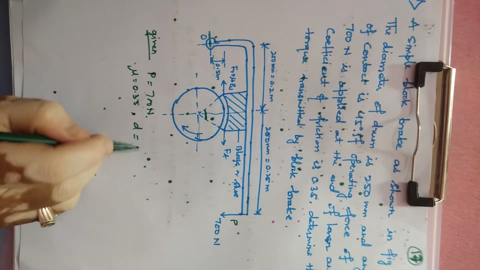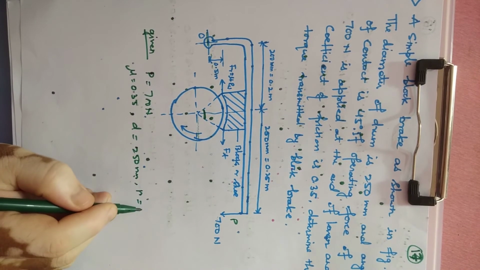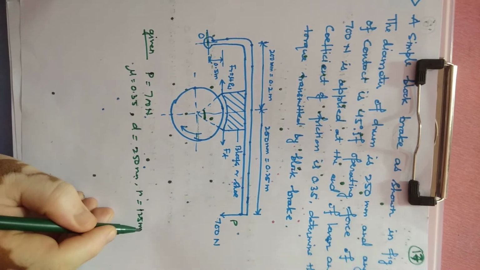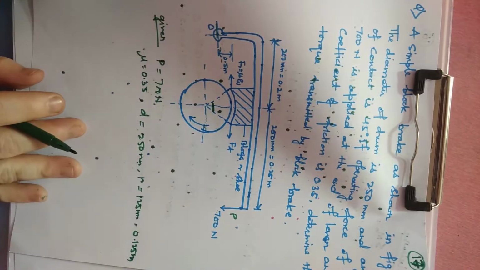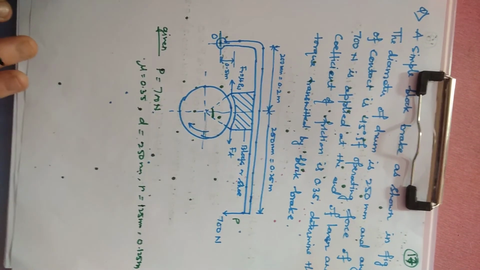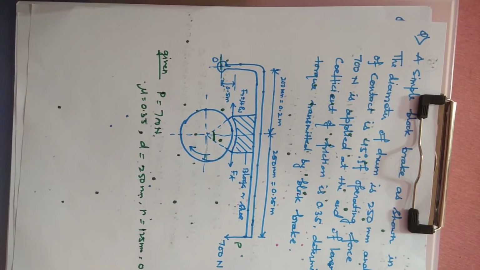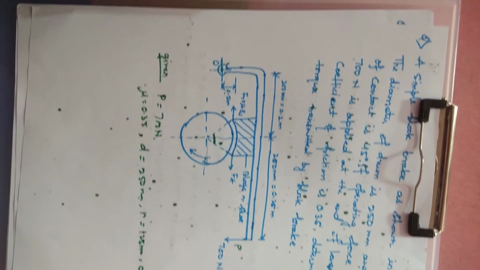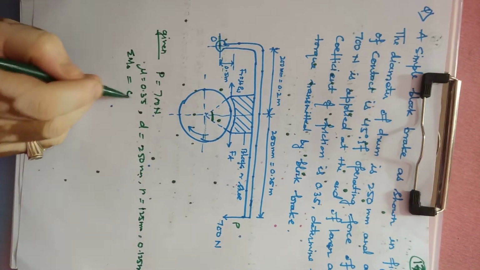Diameter is given as 250 mm, so radius will be 125 mm, that is 0.125 meter. Okay, now we have to calculate the braking torque. So we will calculate the braking torque as summation of M0. So summation of M0 will be 0.